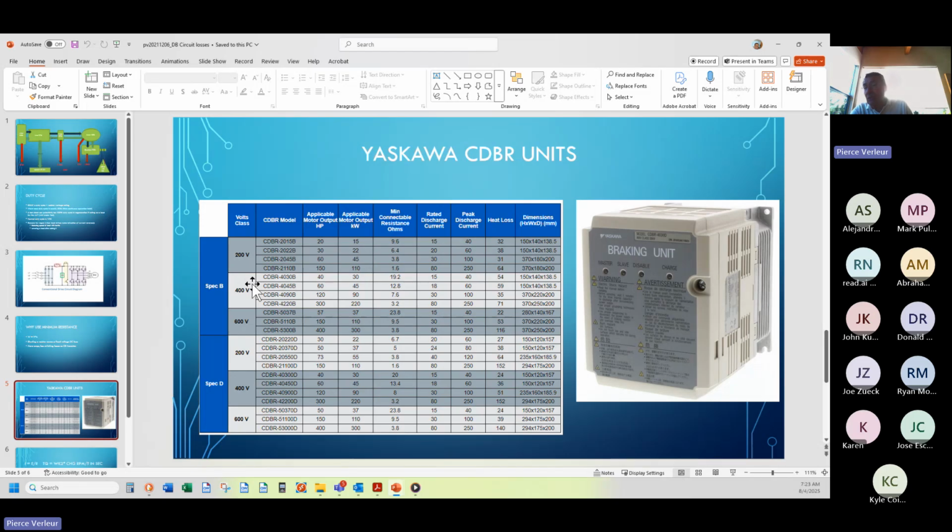The resistor banks, we also sell them at Yaskawa. They are not manufactured by Yaskawa. You can buy them from Power Ohm. You can buy them from Post Glover. A whole bunch of people make resistors. They're just basically standard resistors.